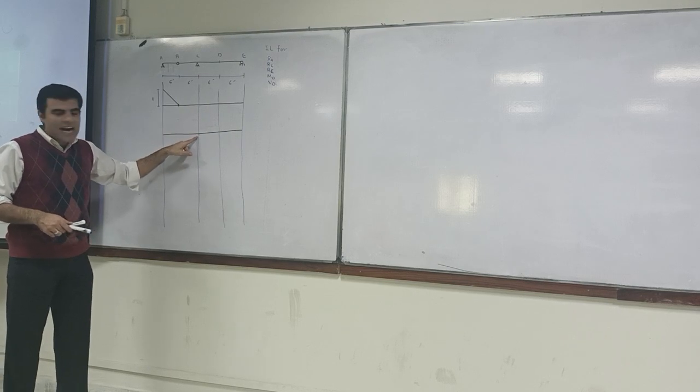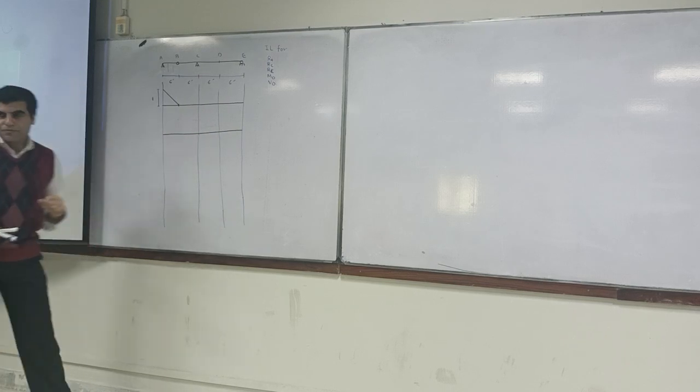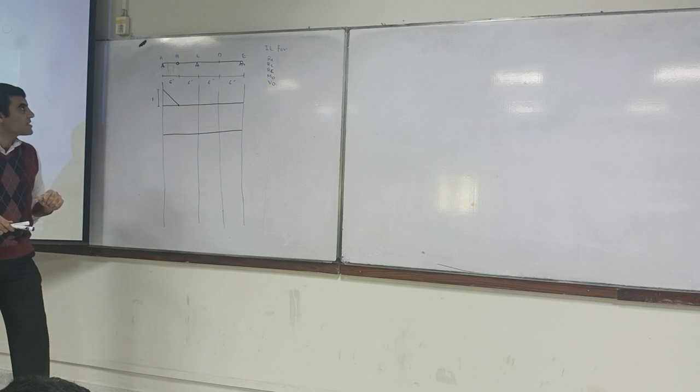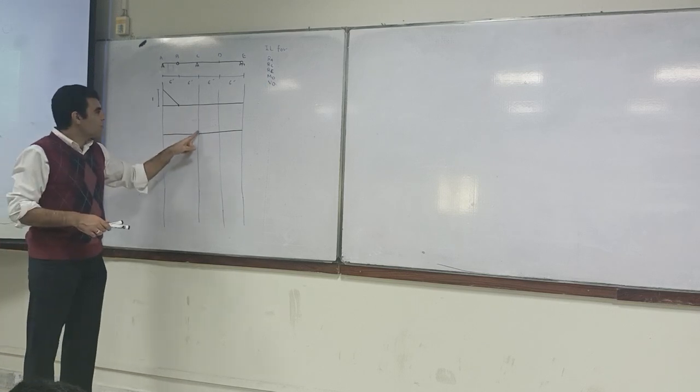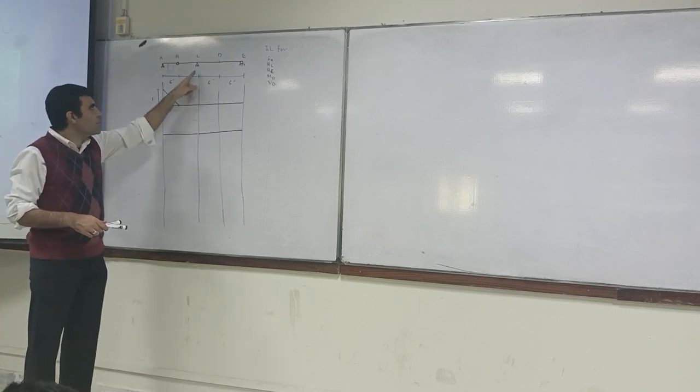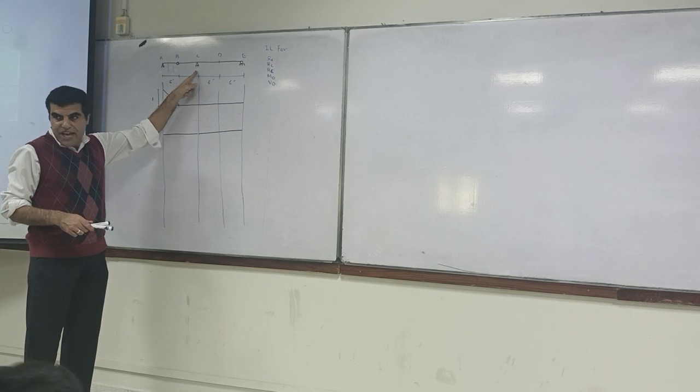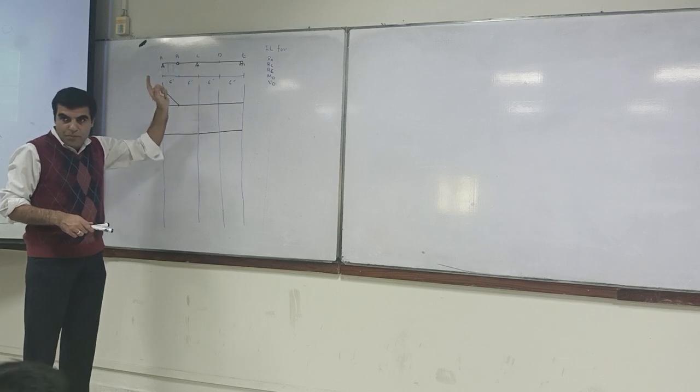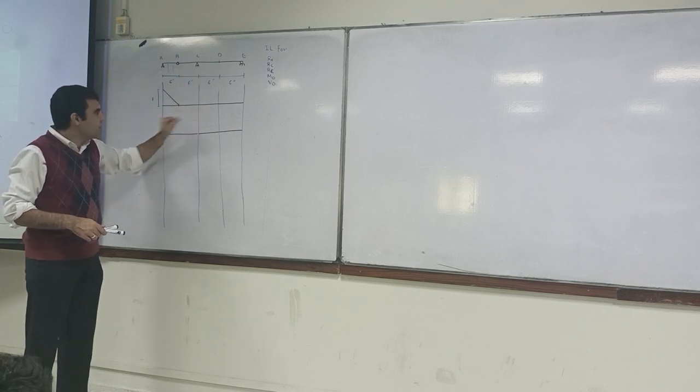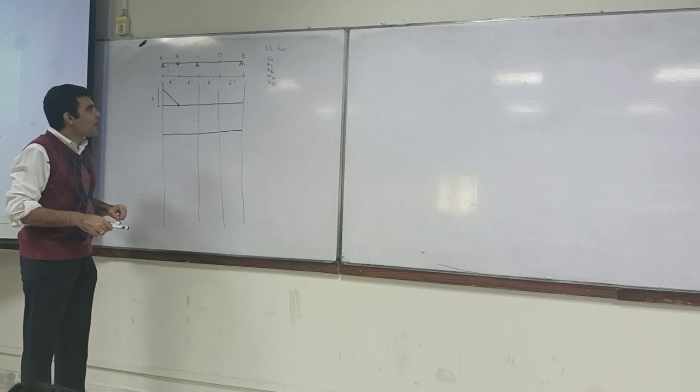Now in the case of RC, what should we do? How should we draw our RC? RC is moving. So remove the ability to resist the reaction, which is this support. You omit that, and then you move it by unity. So how should we move it by unity?